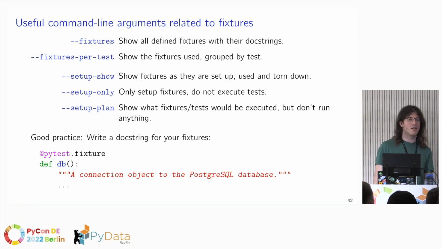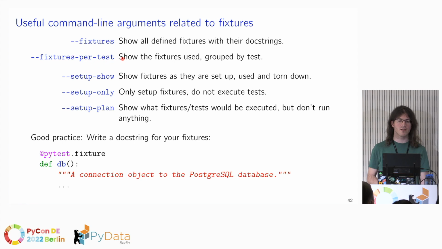PyTest also has a lot of useful command line arguments to manage fixtures or to tell you more about fixtures. There is --fixtures and --fixtures-per-test, which just gives you a list of available fixtures or a list of fixtures a given test is using with their documentation. And then there are three different setup arguments. --setup-show, which I believe you have already used, shows you how fixtures are set up. --setup-only only sets up the fixtures but doesn't run the tests. And --setup-plan is a dry run, which tells you what would be done but doesn't do anything.